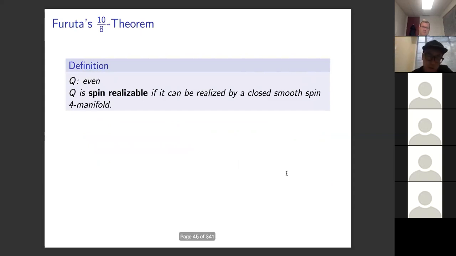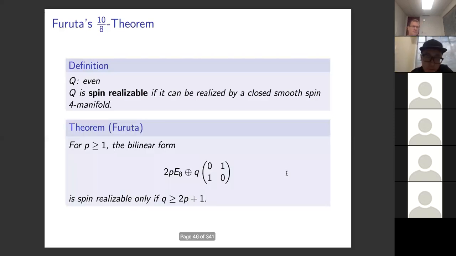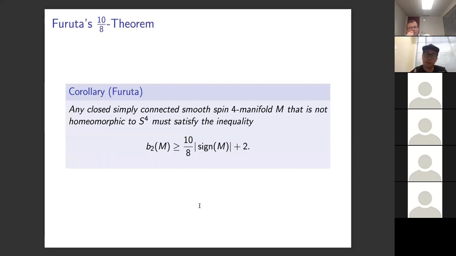In the case when Q is even, let's make a definition. Q is spin realizable if it can be realized by a smooth spin four-manifold. Furuta proved that the bilinear form is spin realizable only if q is bigger than or equal to 2p plus 1. Recall that the 11/8 conjecture states that it has to be bigger than or equal to 3p. Rephrasing in linear algebra, for the simply connected case, if it's not S4, then the second Betti number has to be bigger than or equal to 10/8 times the absolute value of the signature plus 2.